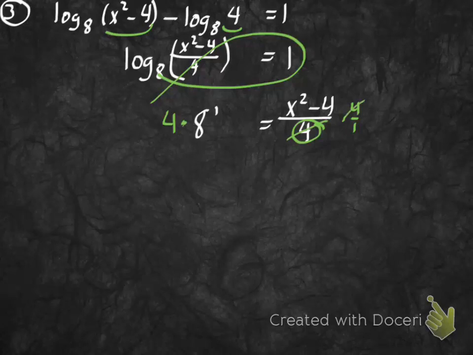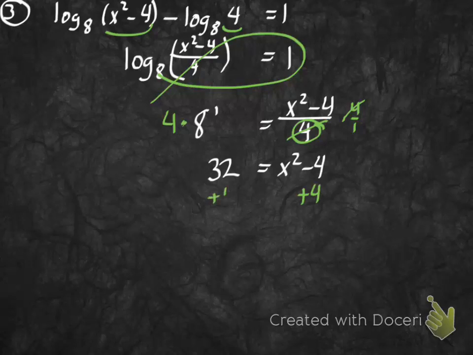That will cancel out there, and I'll get rid of the fraction. Now I have room to work. 8 to the first times 4 is going to be 32, equals x squared minus 4. What do I need to do next? So now we're going to add that 4. And that gives us 36 is equal to x squared.